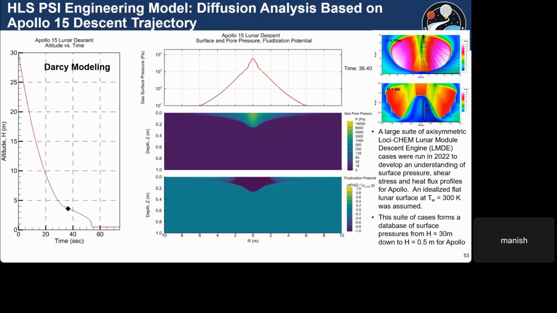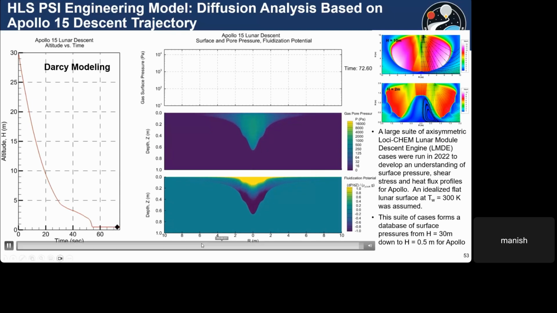In the top plot, you can see the pressure distribution. In the middle plot, you can see the pore pressure distribution, which is a very important term for fluidization. And then the bottom plot is your fluidization parameter, which is your pressure gradient over rho g, which is your weight term. You can see that the fluidization parameter does lead to fluidization of the granular media, allowing for cratering. So this is another tool that we plan on using to understand diffusion-driven processes.